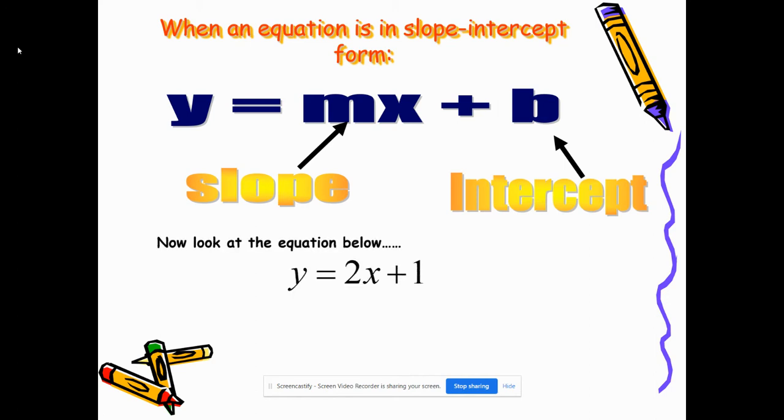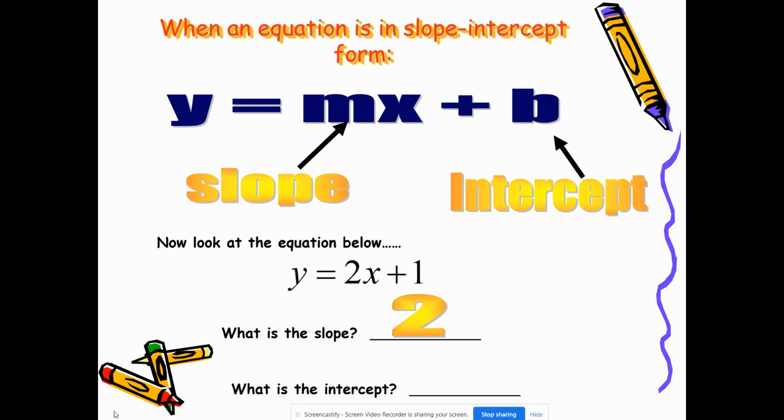Okay, so if we look at the following equation, y equals 2x plus 1, we know the slope would be 2, which is the coefficient of x, or the value in front of x, and the y-intercept is the constant that is by itself, which is 1.